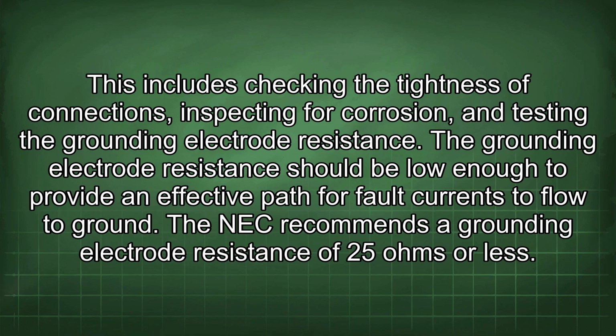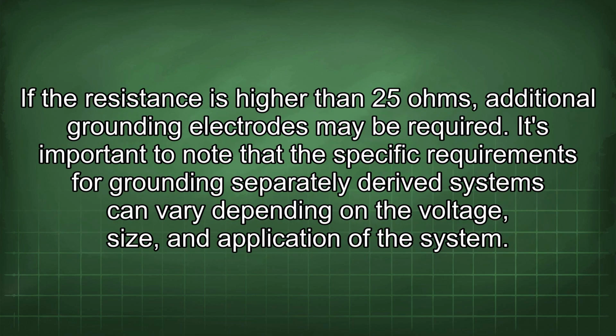The grounding electrode resistance should be low enough to provide an effective path for fault currents to flow to ground. The NEC recommends a grounding electrode resistance of 25 ohms or less. If the resistance is higher than 25 ohms, additional grounding electrodes may be required.